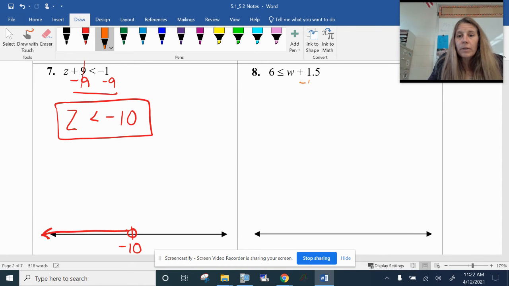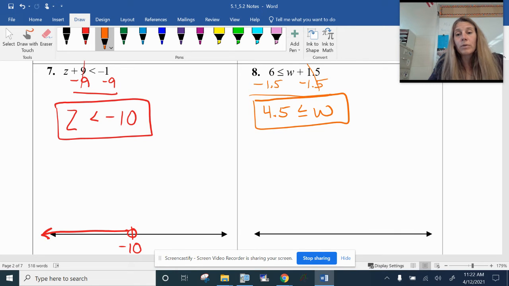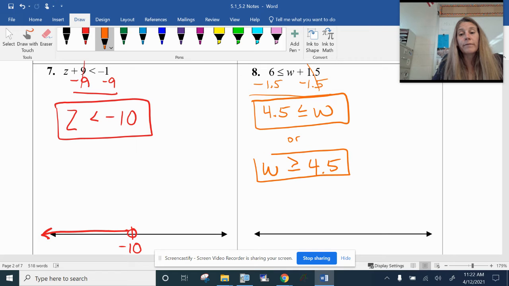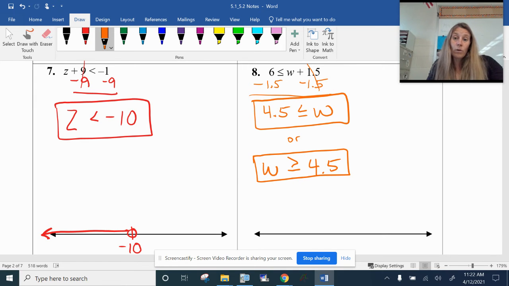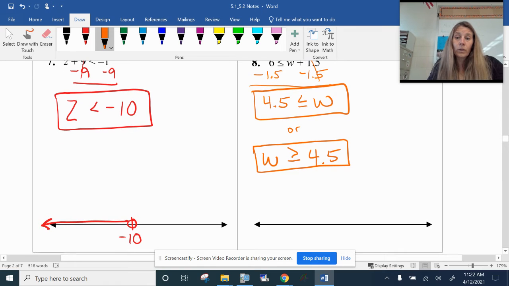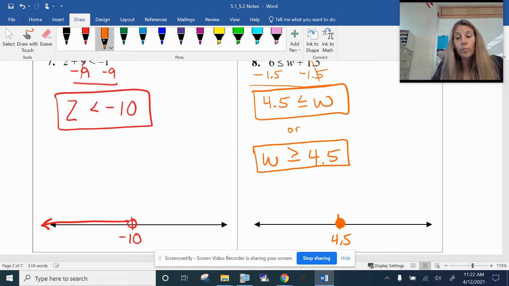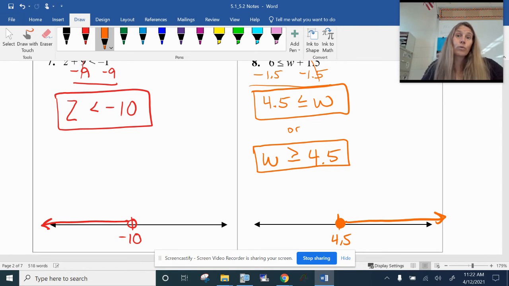Number 8, I'm going to keep the w where it is on the right. And I'm going to move my 1.5 over by subtracting it. So that gives me 4.5 is less than or equal to w. Now this is one of those situations where I might want to rewrite my answer as the equivalent inequality that just has my variable on the left. Making sure if I do that, I also change the direction of my inequality sign. So now I have that cutoff number of 4.5 on my number line graph. I'm going to do a closed or filled in circle because of my equal to. And w is greater than or equal to 4.5, and the greater numbers would be to the right.